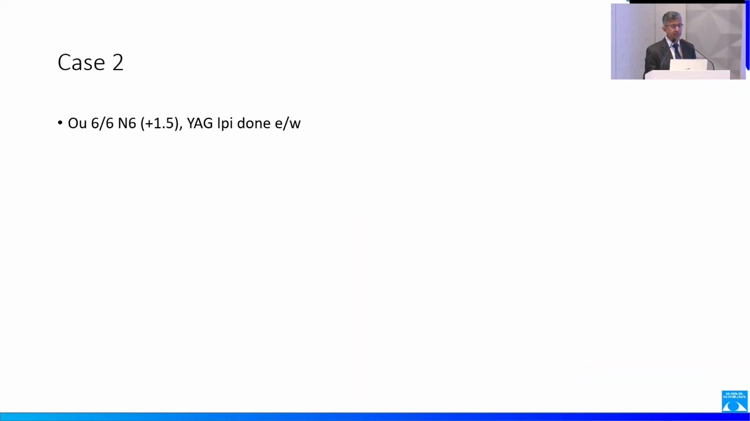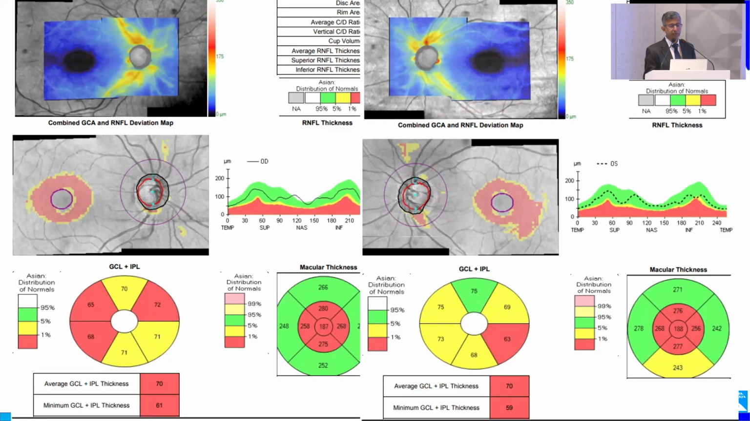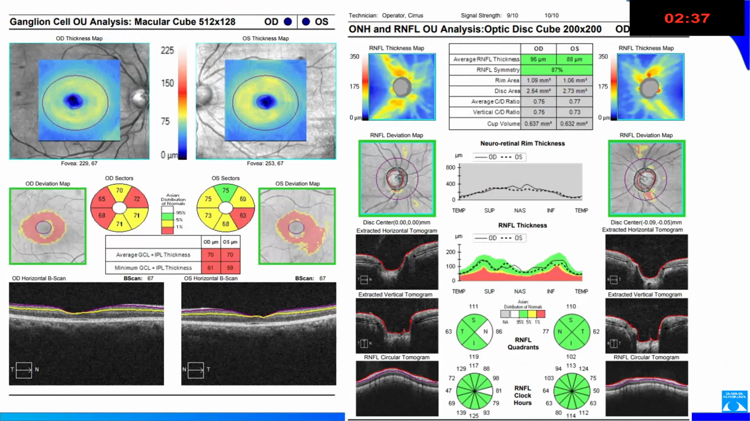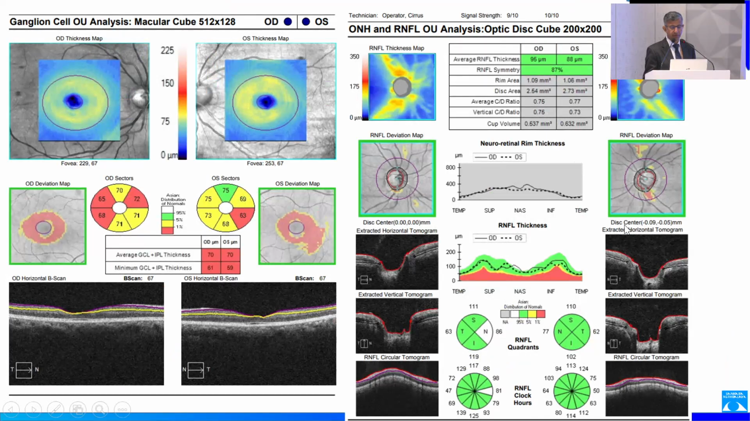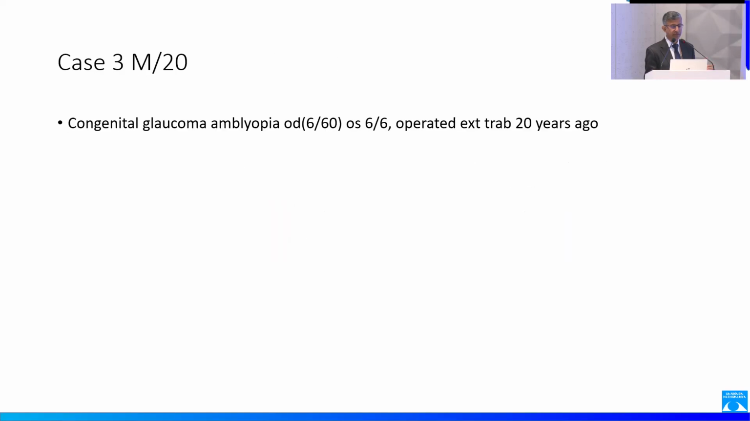This is a second case, and here this is what the discs look like. There's some peripapillary atrophy, there's a bit of a tilt. This is what the RNFL looks like. And here you can see that the GCC is showing you some change. The RNFL parameters are absolutely normal. And when you look at the panomap, again, you're not seeing any connection between the RNFL and the GCC. And this thinning is annular. Annular thinning is unusual in glaucoma, and I would really not be too concerned about this and leave it the way it is.